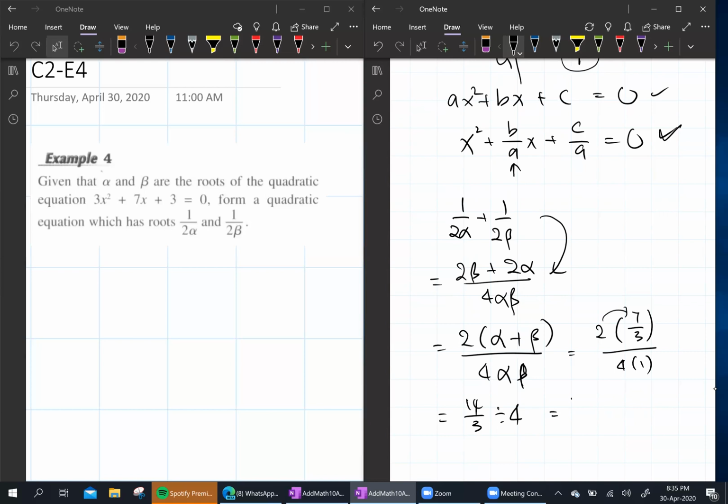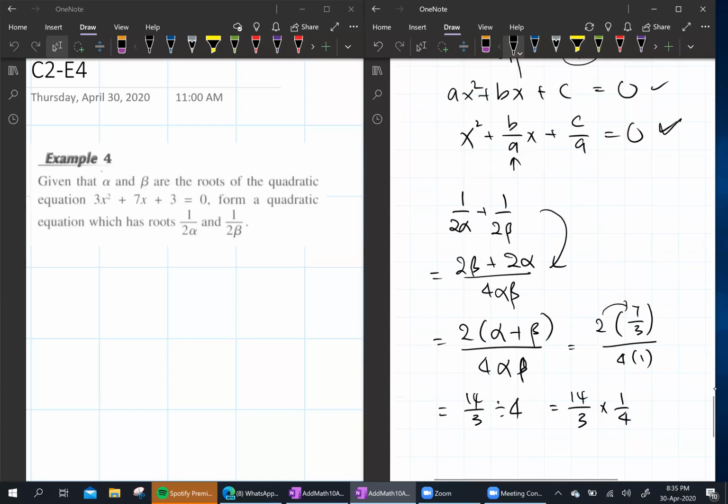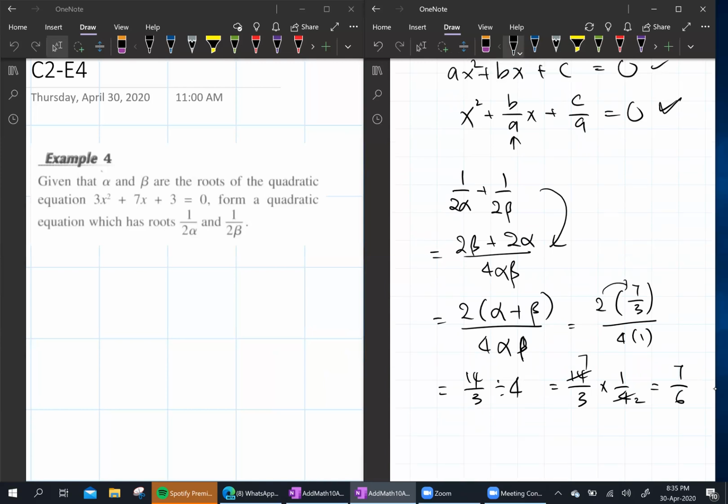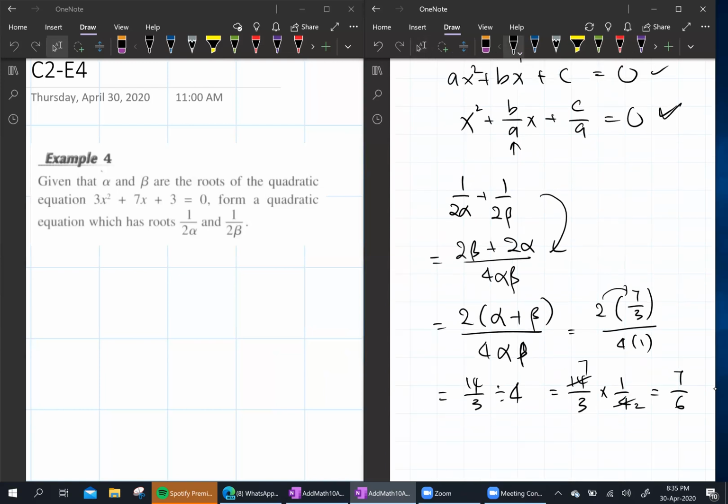All right. So this is 14 over 3 times 1 over 4. Correct? Cancel 7, 2. So it becomes 7 over 6. Then it must change to 1 and 1/6, or just leave it as 7/6? This is 7 over 6 first.